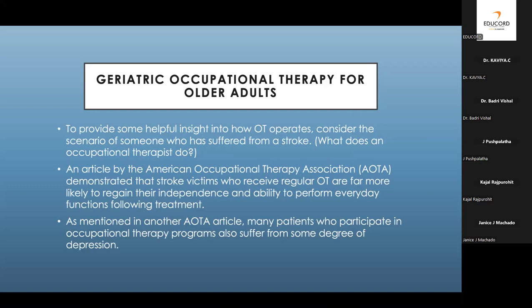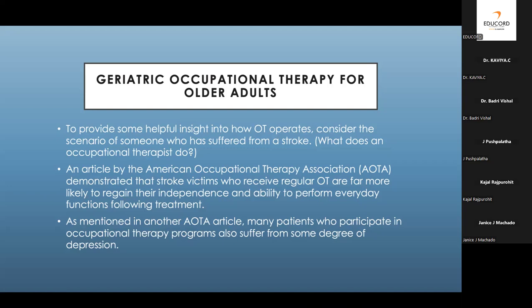Consider the scenario of someone who has suffered a stroke. What does an occupational therapist do? Okay, so what will an occupational therapist do? An article by the American Occupational Therapy Association says that stroke victims who received regular occupational therapy are more likely to regain their independence and ability to perform everyday functions following the treatment. As mentioned by another article, patients who participate in an occupational therapy program also suffer from some degree of depression.